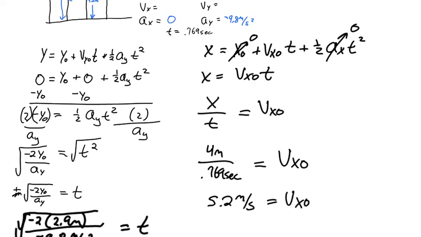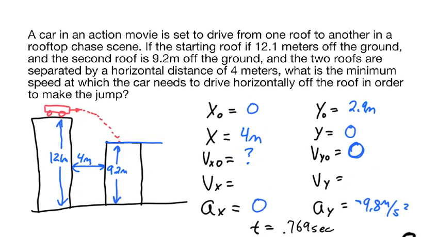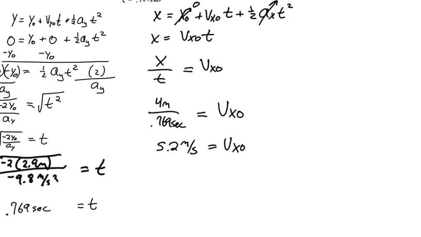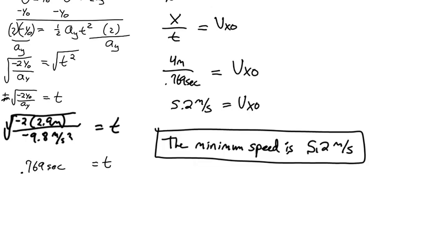And I like to write that out in a statement that goes back to the original phrasing of the question. What's the minimum speed at which the car needs to drive horizontally off the roof to make the jump? So I will write that then as the minimum speed is 5.2 meters per second. That's it for this problem.